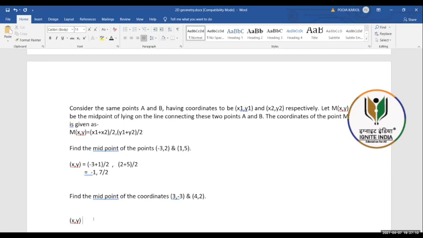Plus 2 by 2. Minus 1 by 2. Okay. People always understood this.